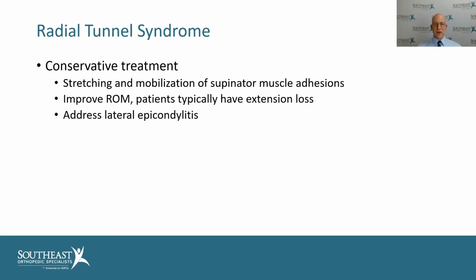We want to improve range of motion. As patients with chronic elbow pain very often have extension loss, which is straightening the elbow, we want to make sure that the muscles and the tendons are flexible, because that's critically important to not only resolving the pain and symptoms, but preventing them from happening again. And we also want to address lateral epicondylitis when it exists in coordination with radial tunnel syndrome, because again, they can often go together.